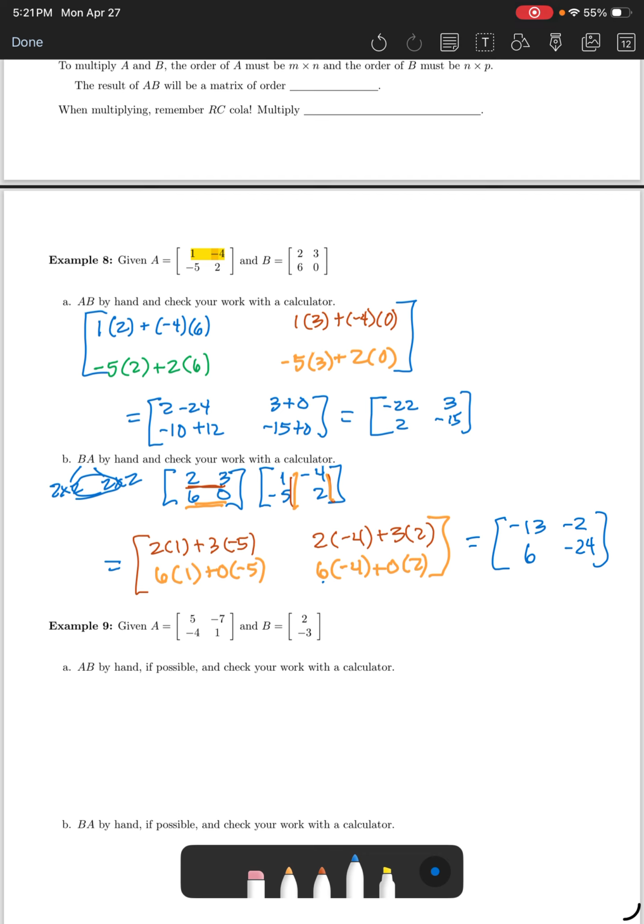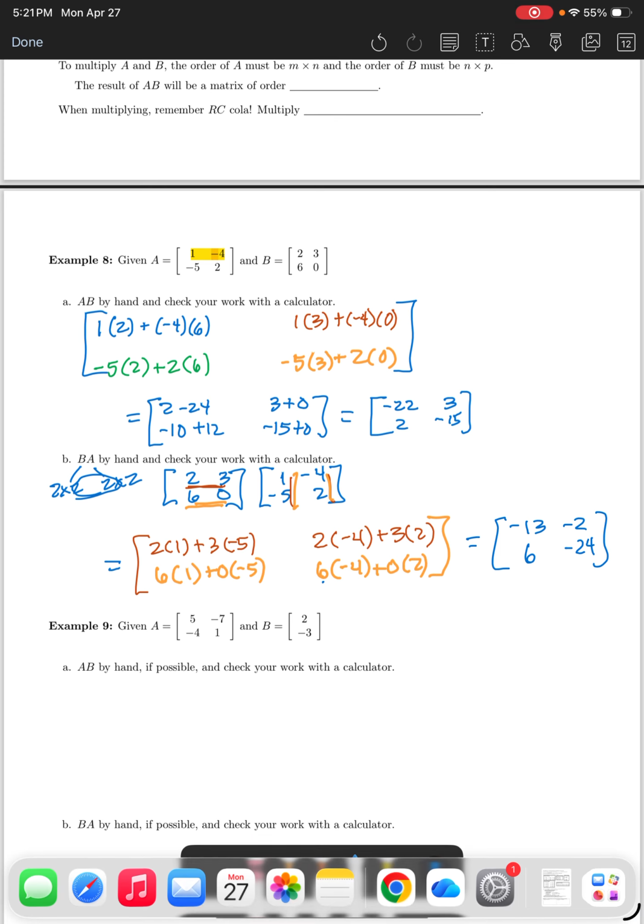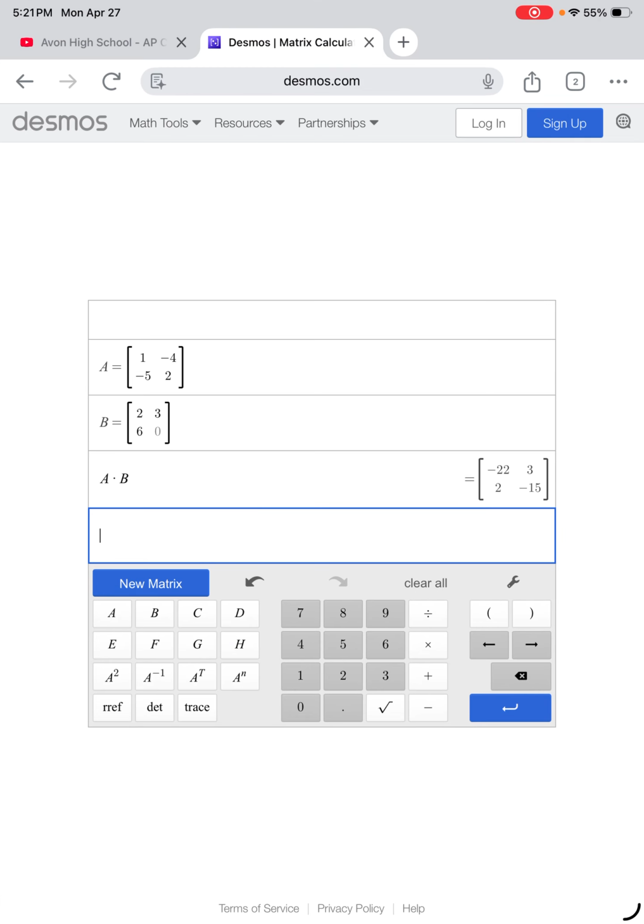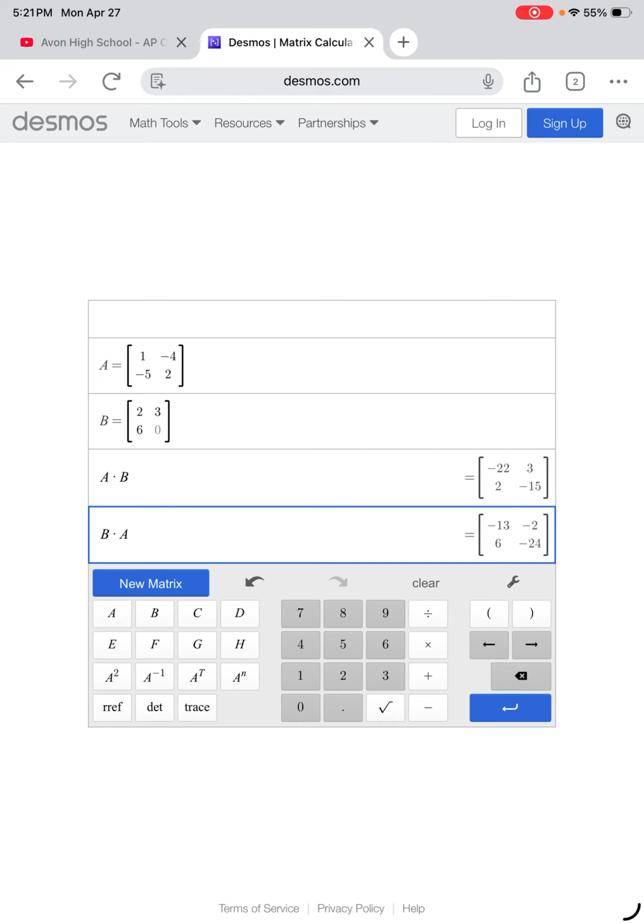So to check this, the really nice thing is we've already entered our matrices into the Desmos calculator, so all I have to do is type the multiplication with B first and A second, and you can see that this does exactly match the answer that we got doing it by hand, so that's good. And you see additional evidence that order does matter when you're multiplying matrices, unlike numbers where 2 times 3 is the same as 3 times 2. Matrices, that is not true. But let me know if you have any questions.